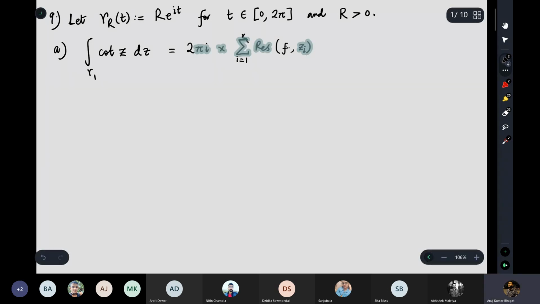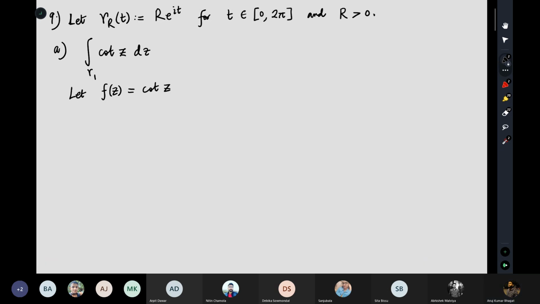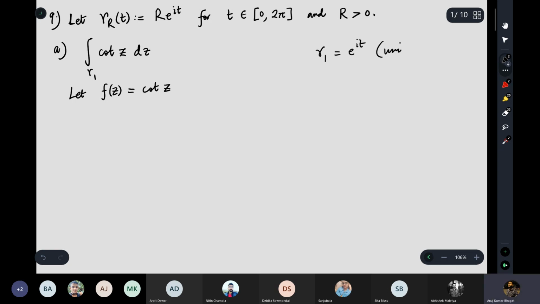So what is my point? Just a minute. If I consider this as the function, then to apply the Cauchy residue theorem, you first have to find the singularities of this function inside the circle gamma 1. So what does gamma 1 represent? Here r is 1, so it is just e to the power of it. That means it is the unit circle. So inside the unit circle, what are the singularities of this function f(z)?